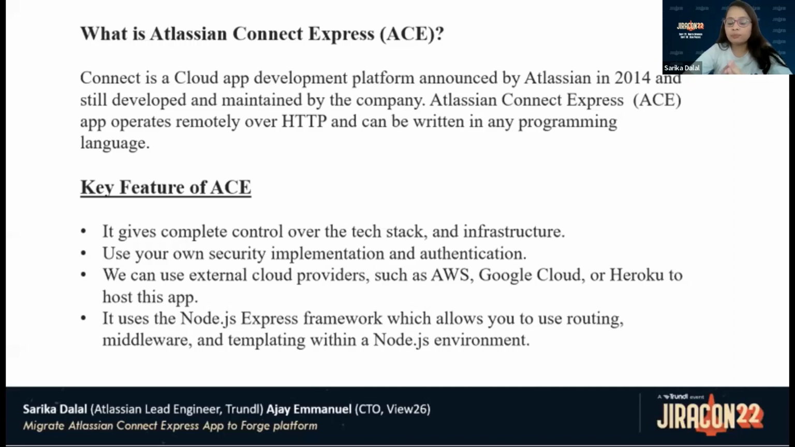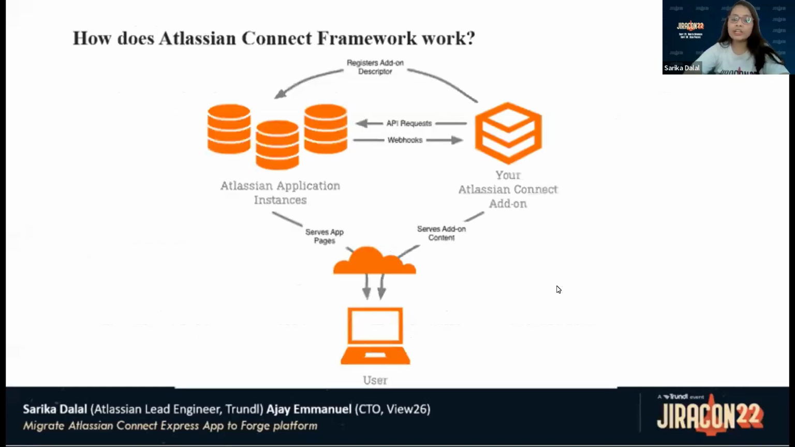The important thing which I personally like about Atlassian Connect Express is that we can use the Node.js Express framework, which allows us to use routing, middleware, and templating within a Node.js environment. So we can create a good architecture by using this framework. Let's talk about how the Atlassian Connect Express framework works here.